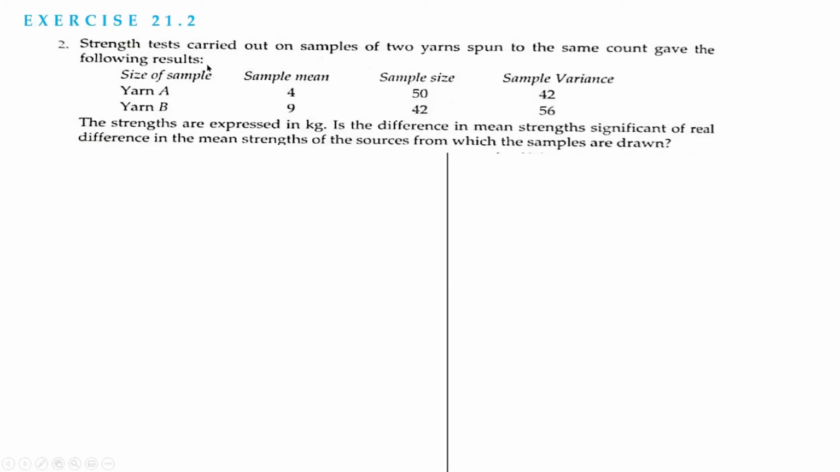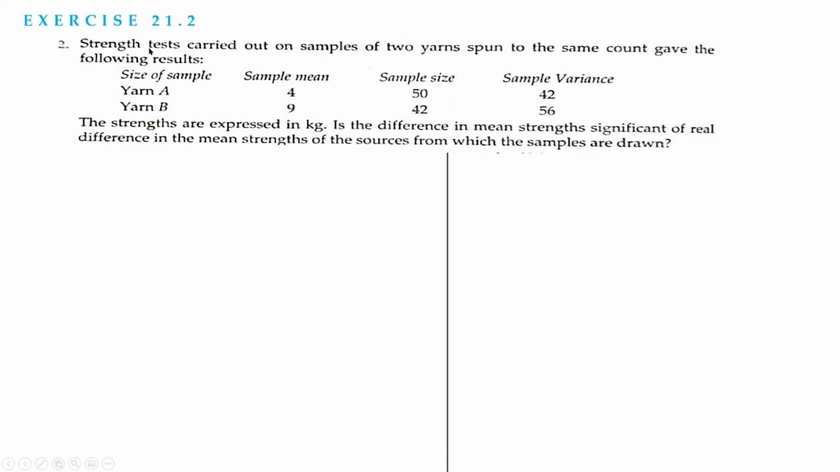Next question: strength tests carried out on samples of two yarns spun to the same count gave the following results. Here we have sample yarn A and yarn B. Sample mean is 4 for yarn A and 9 for yarn B. Sample size is 50 and 42. Sample variance is 42 and 56 respectively. And the strengths are expressed in kg. Is the difference in mean strength significant of a real difference in the mean strength of the sources from which the samples are drawn?